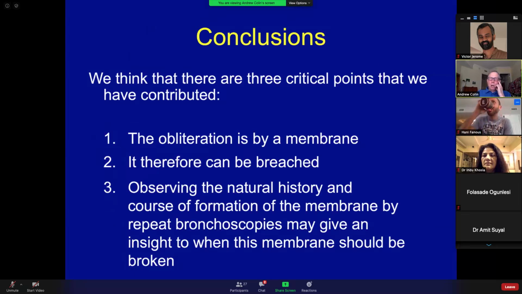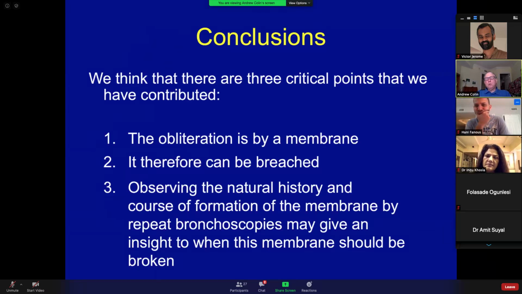Not sure what the world experience is, but if we go back to the case that I just showed you about lasering, that means that these obliterations sometimes can actually be breached. And with the case of Marty, this young man with repeated bronchoscopies and the placement of a stent, obviously this is something that can be done. We also saw the observation of natural history and course of formation of the membrane by repeat bronchoscopies, and that may give us an insight when this membrane should be broken.